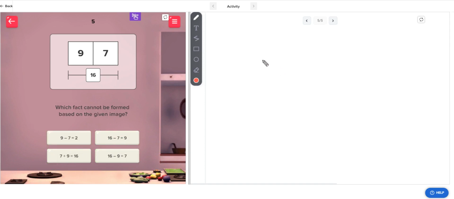It says which fact cannot be formed, okay, based on the given images. The members that I have are 9, 7 and 16. I do know that 9 plus 7 gives me 16, and then 7 plus 9 also gives me 16. Now these are my two addition facts. Let's try the subtraction facts. 16 minus 9 is equal to 7 and 16 minus 7 is equal to 9. So which fact amongst the four given options is not a part of these four things?